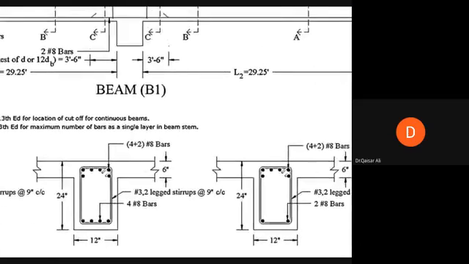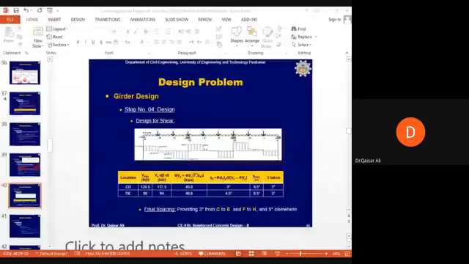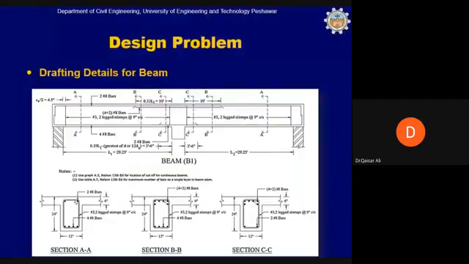in section CC, you can see only 2 bottom bars. 2 of these 4 bars have been curtailed. These 2 bars have been curtailed very close to the interior support. This cut and this cut.